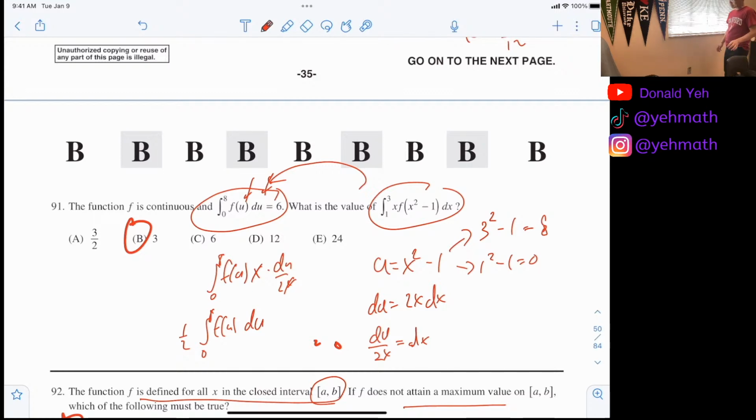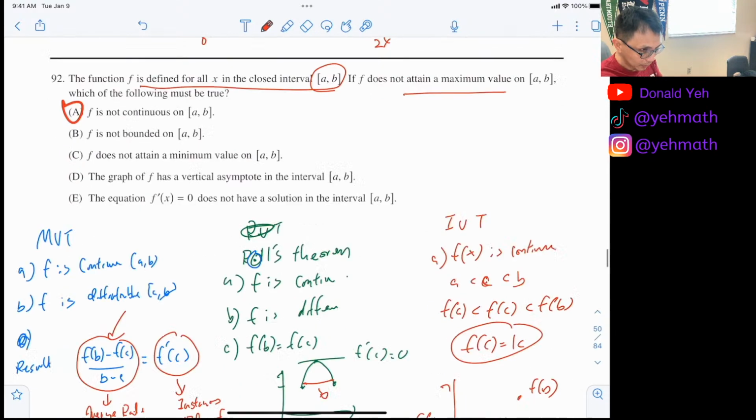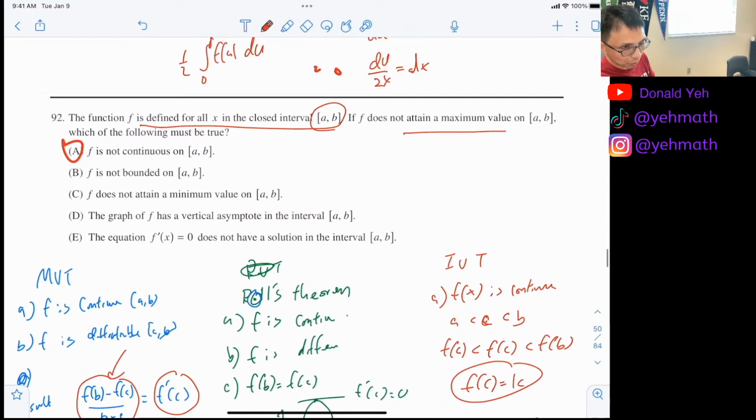Next question. 92. Oh, we did? Yeah, because this is the extreme value theorem. It says f does not attain a maximum value. The only way it does not attain a maximum value is if the function is not continuous, because of the extreme value theorem. Answer is A.